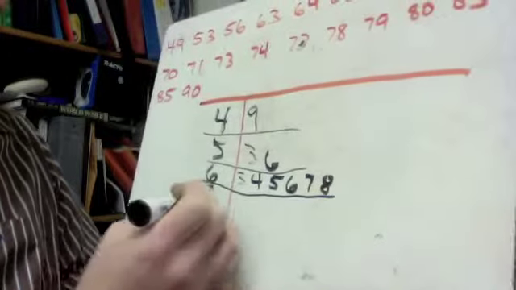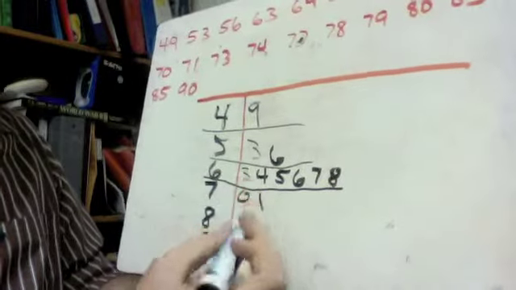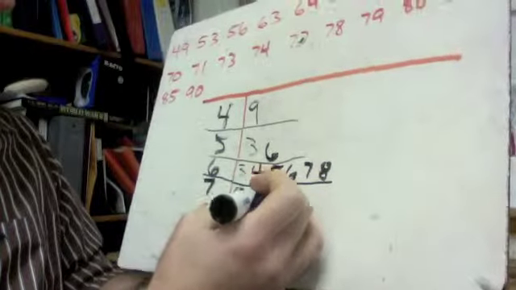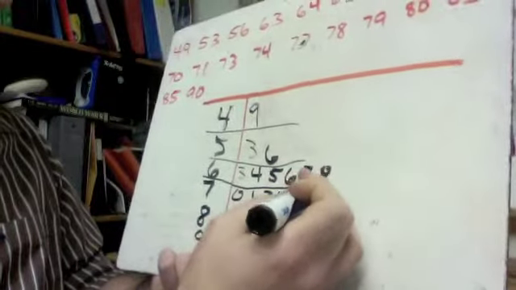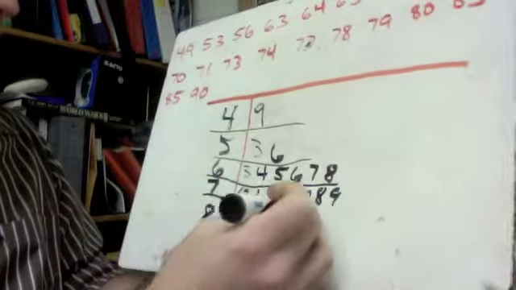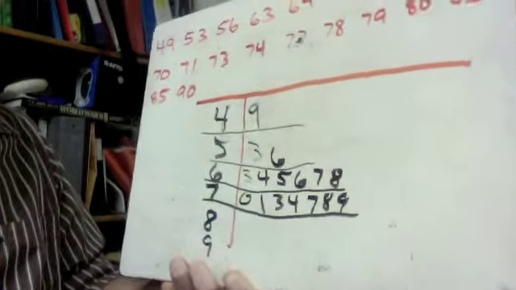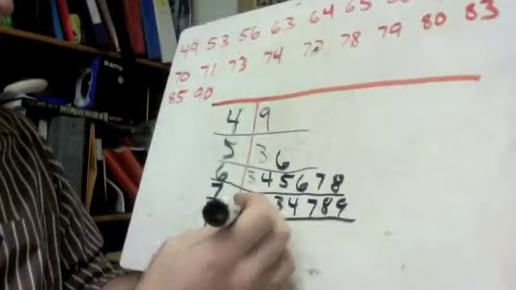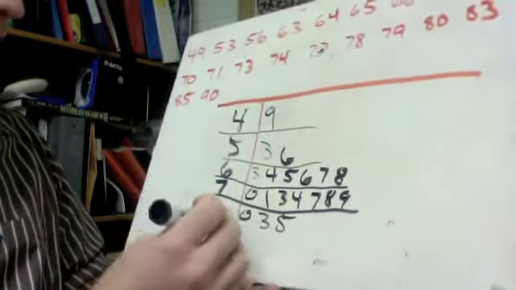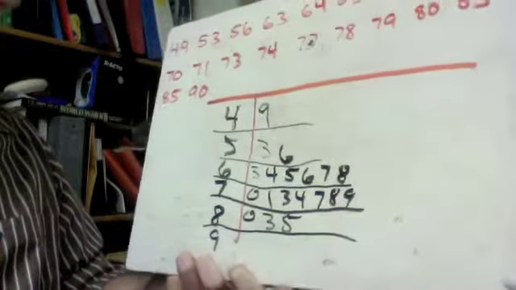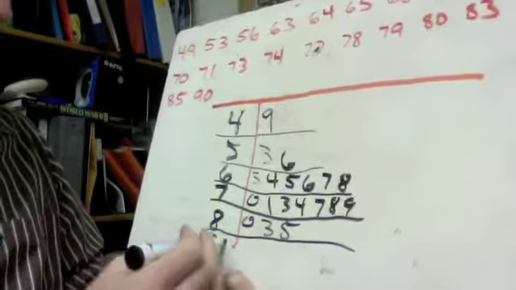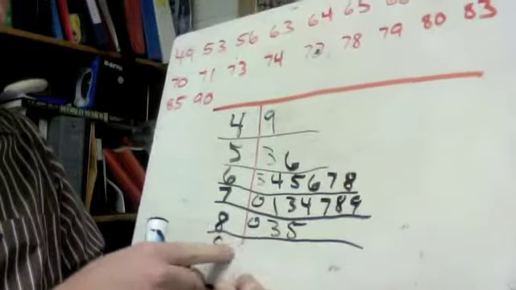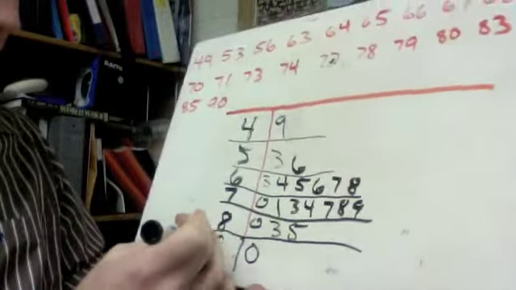For the 70s, it looks like I have 70, 71, 73, 74, 77, 78, and 79. That would be all our 70s right there. For the 80s, I've got 80, 83, and 85. And then I just have one president that was 90. Okay, so your stem and leaf should look like this. Oops, that doesn't go there. Over here. There we go.